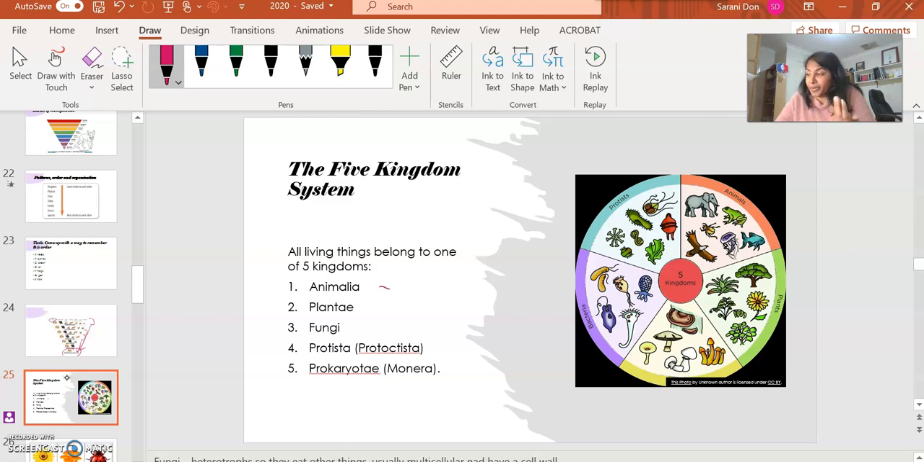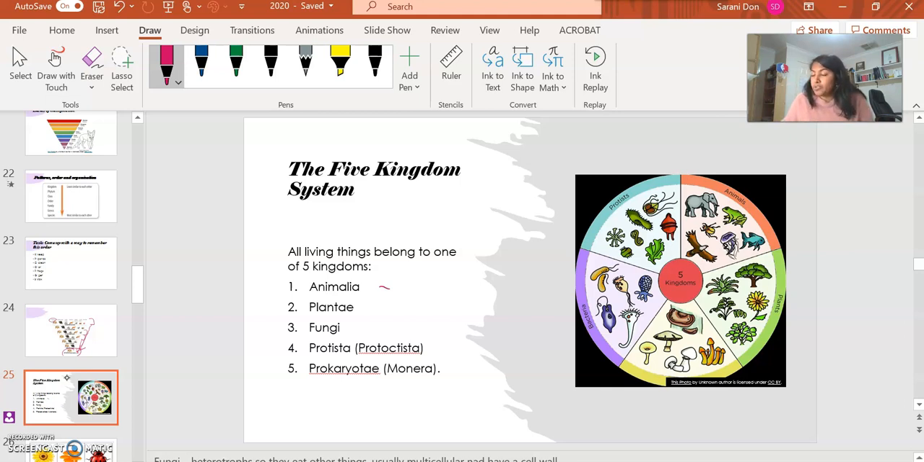fungal type organisms. These are heterotrophs. What that means is they need to eat other things in order to survive, and they're usually multicellular. So it's not just an organism that is just one cell. It's made up of many cells, like us, like many animals and plants.